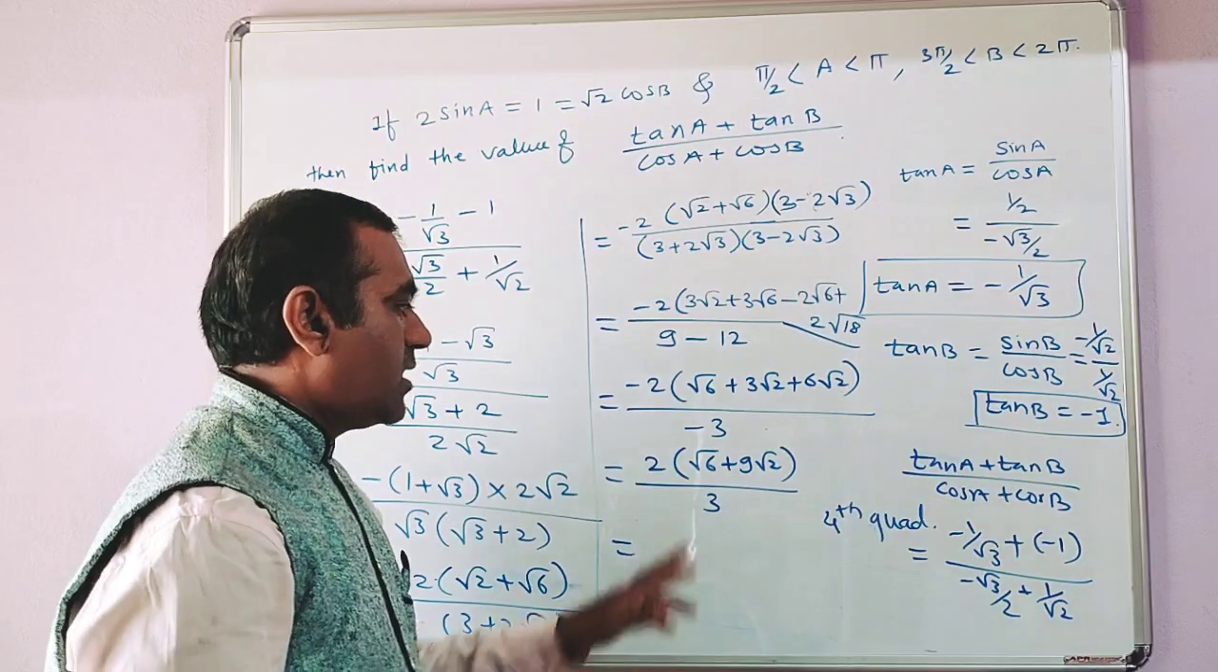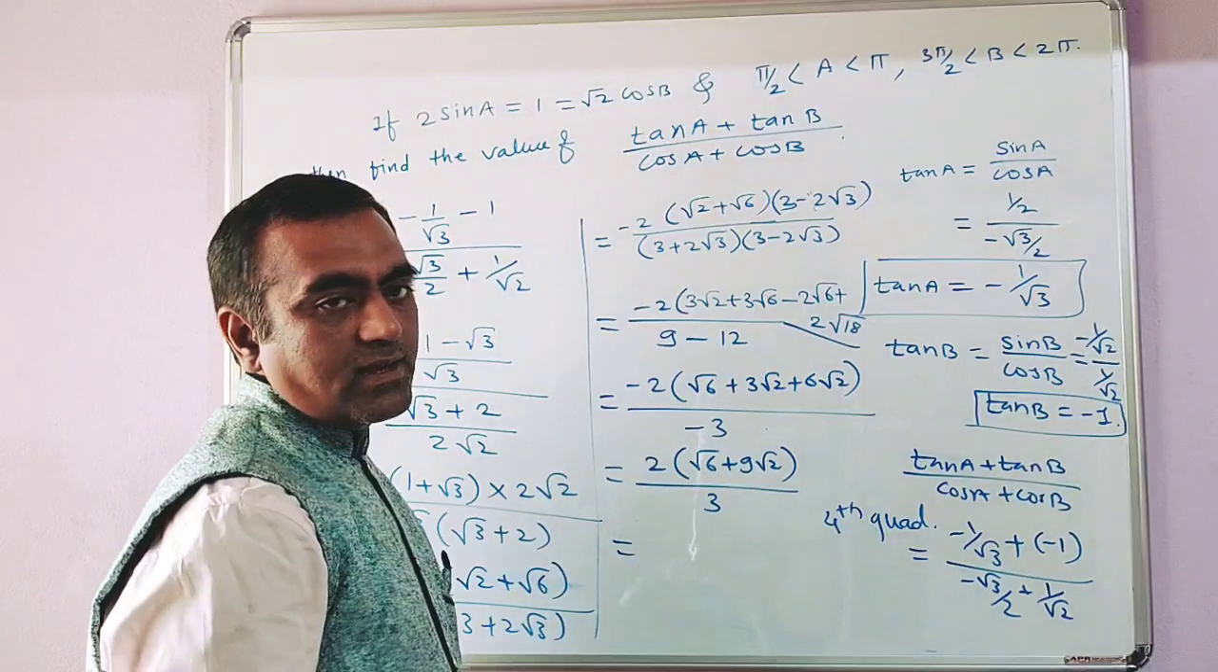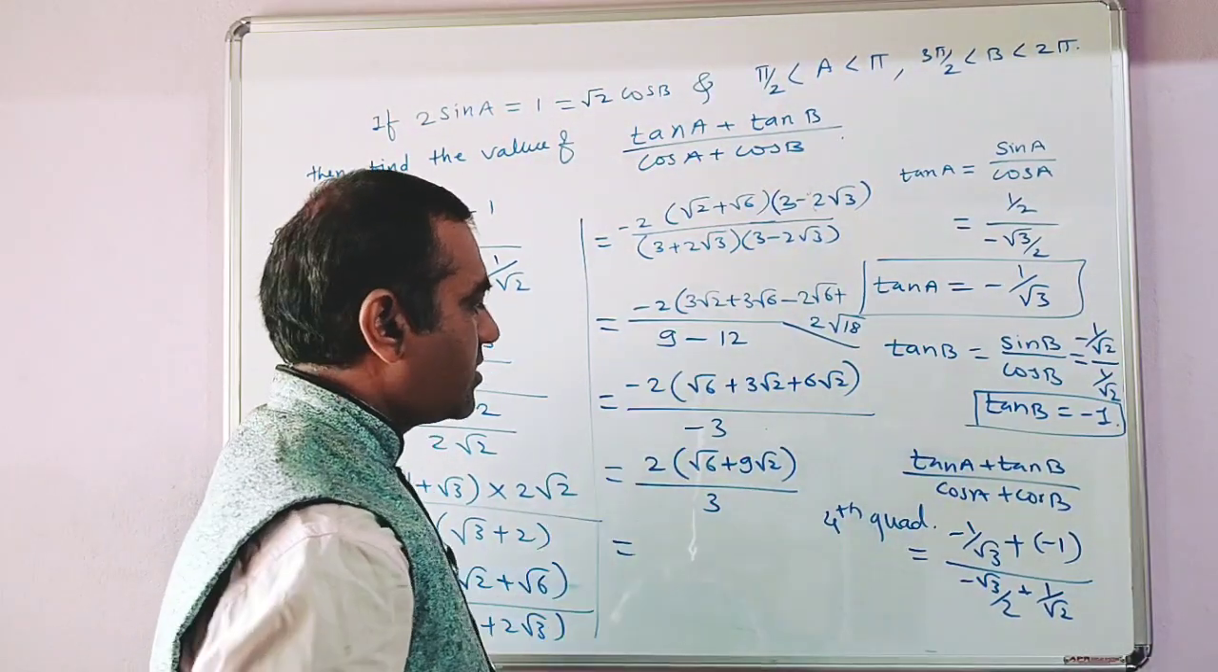This will be again, you can take out root 2 common here, root 3 will be inside, correct? Otherwise root 3 into root 3 you can do like this also.